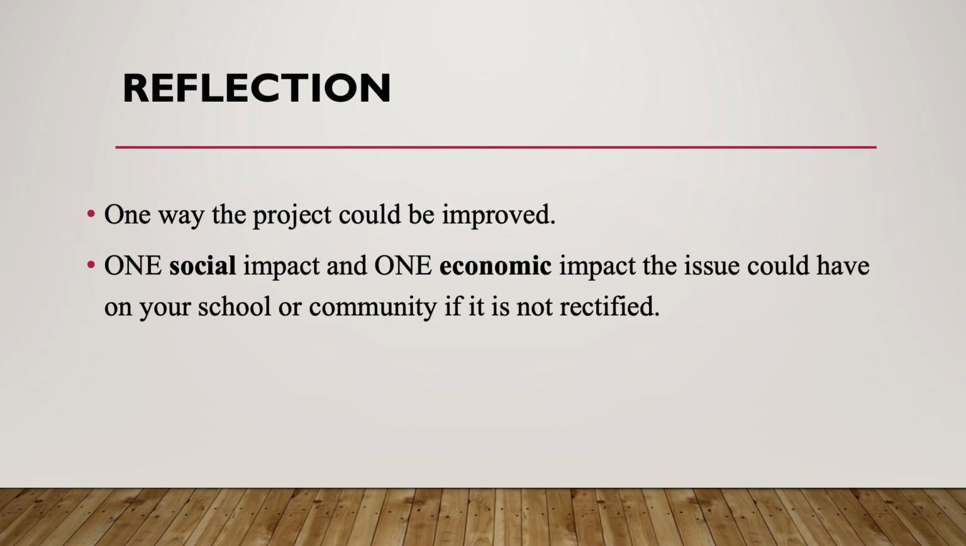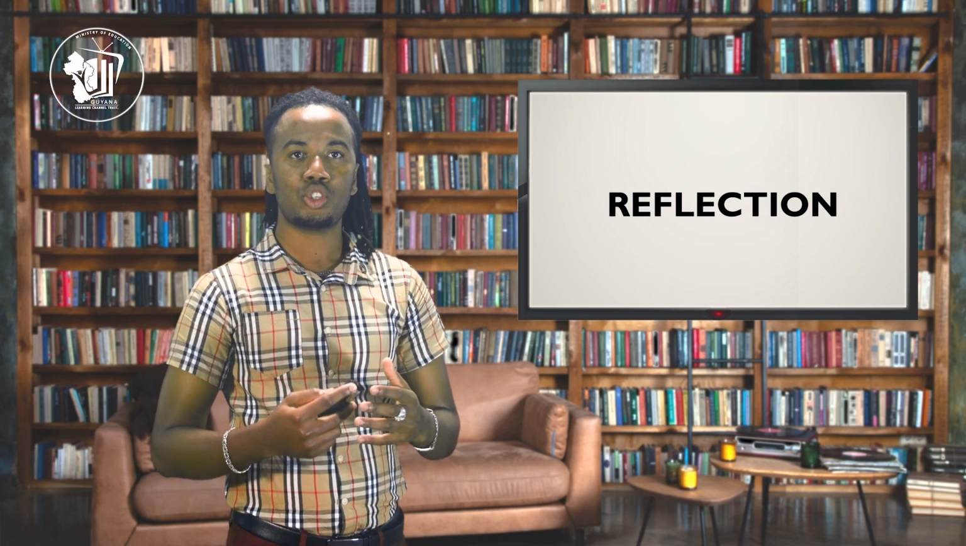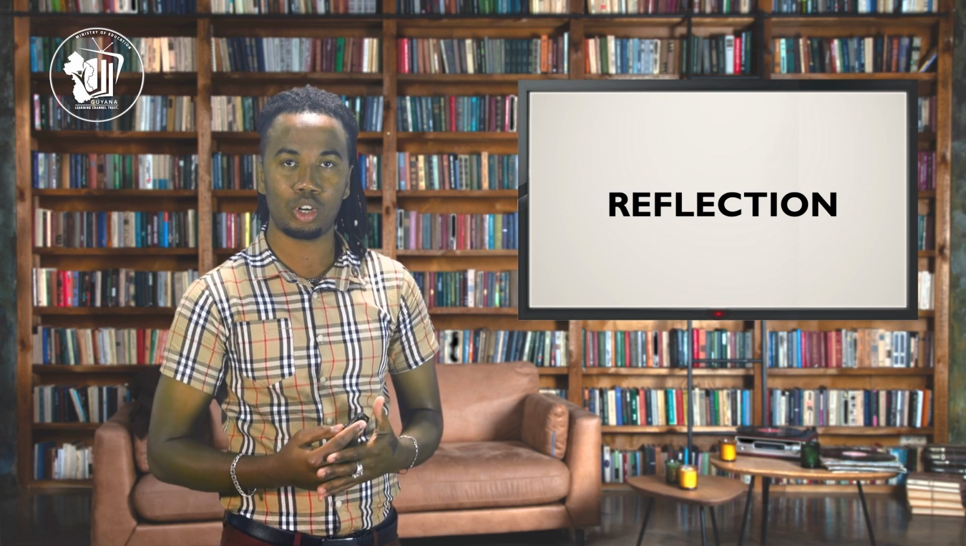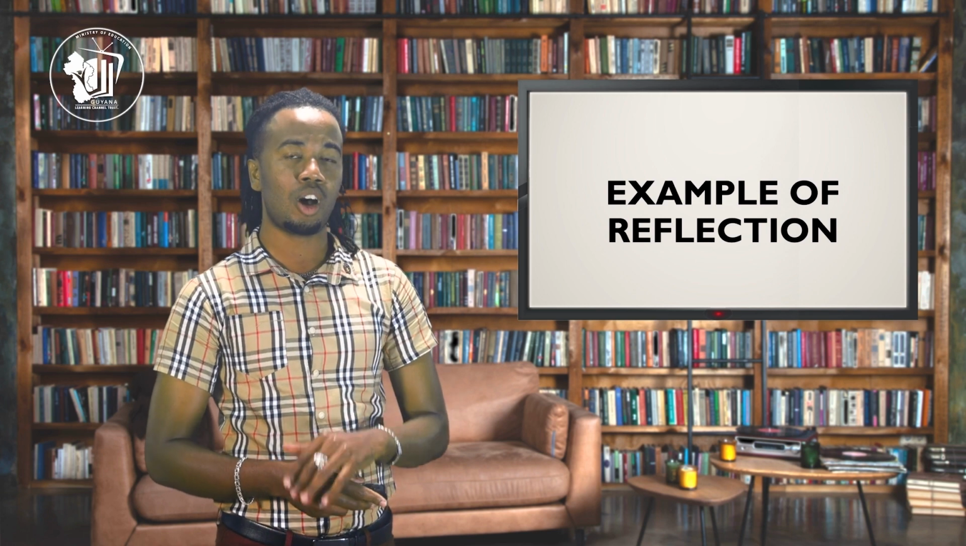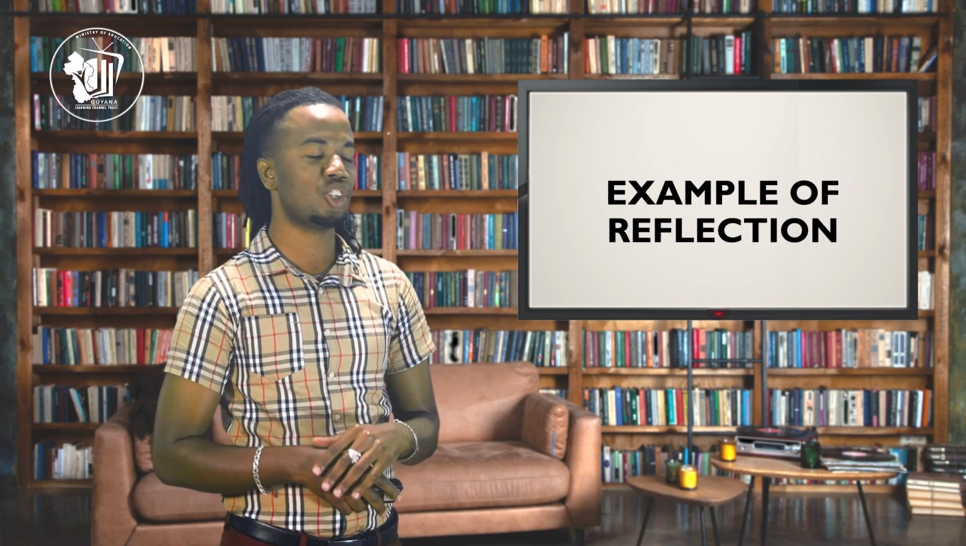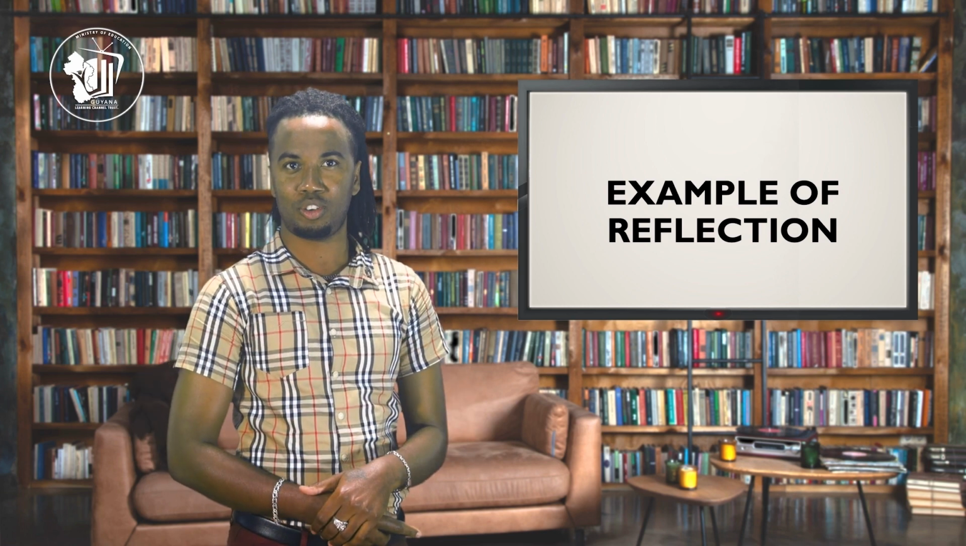And to wrap up our reflection, we must state 1 social impact and 1 economic impact the issue could have on your school or community if it is not rectified. Remember, students, that this reflection must also be related to our research question or objective. Now that we would have highlighted the components of the reflection, let us turn our attention to the screen to read and analyze an example of a reflection.